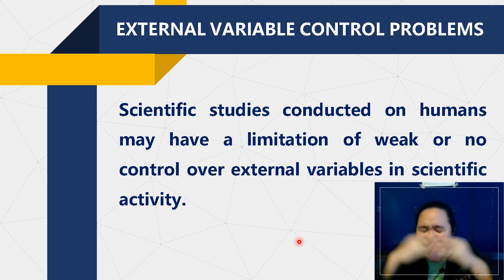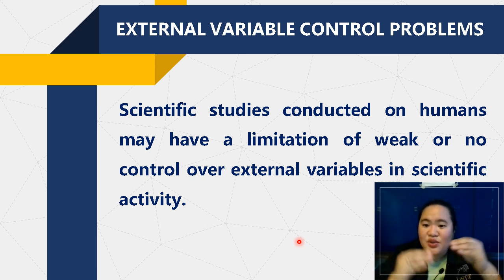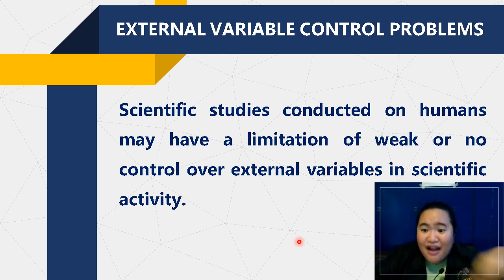So there are many externalities that we cannot control, especially if, again, the subject is human. Class, when you do an experiment, the scientific method, or research, you want to control, so that you do not get biases. If you do not control those factors, they may affect the result. So that's why there are external variable control problems.